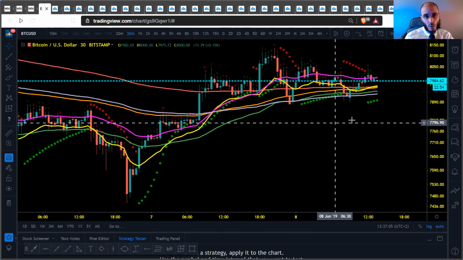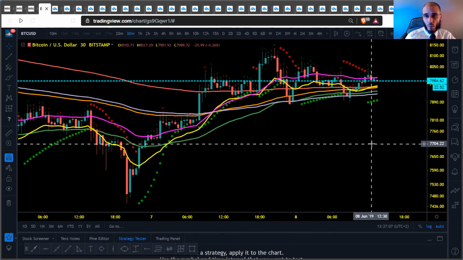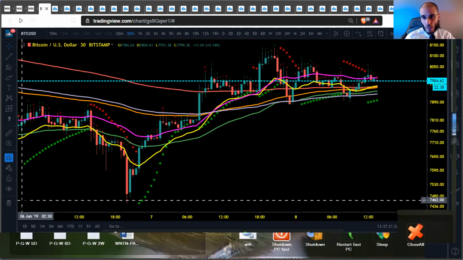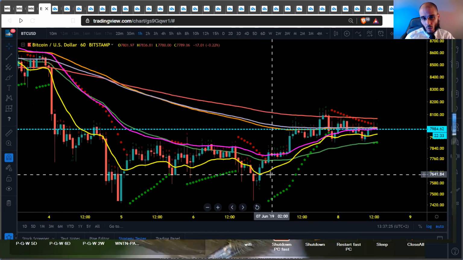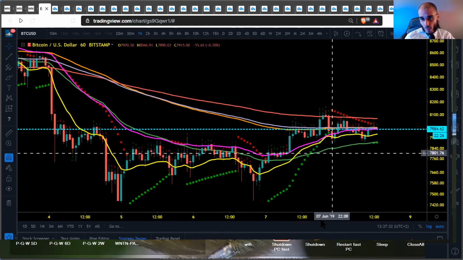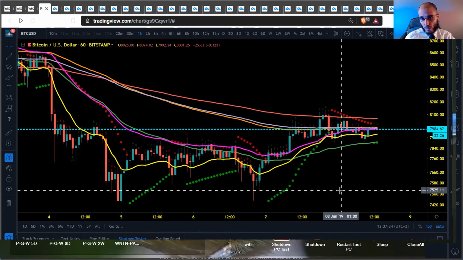TD sequential on the 30-minute chart, you are on a red number 1. I'll just take notes. So I have to take a note about that. We are on a 1 down without confirmation on the 30-minute chart. On the 1-hour chart, you are on a 3 up with confirmation.